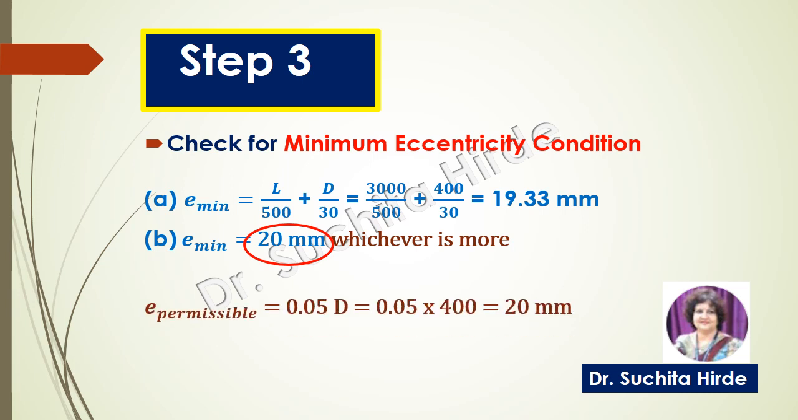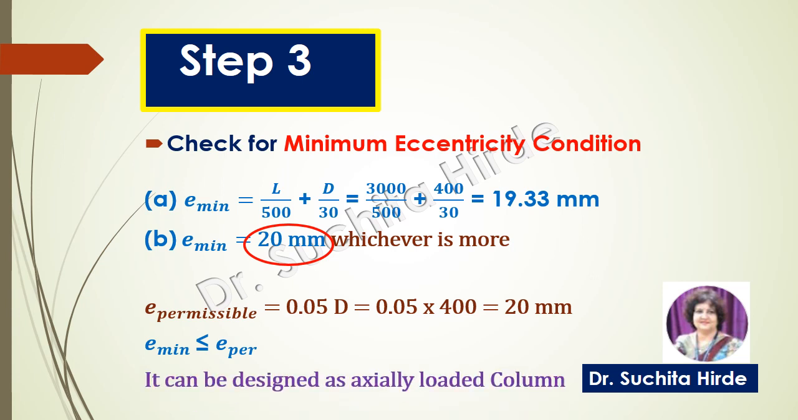Next is to calculate permissible eccentricity, which is equal to 0.05 D. 0.05 into diameter, that is 400, you will get 20 millimeter. Since e minimum is equal to e permissible, this column can be designed as axially loaded column.